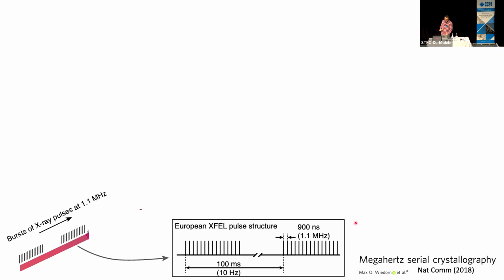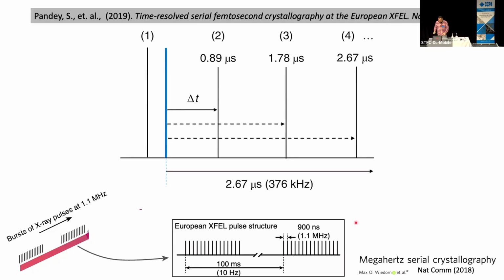People have been studying whether there are any systematic errors if you try to use pulses that are just neighboring, because these are separated by 900 nanoseconds. There have been time-resolved studies where they use the first pulse in the pulse train to look at a dark state, then excite their sample with a laser and look at subsequent pulses to do time-resolved studies. So you can read about these.